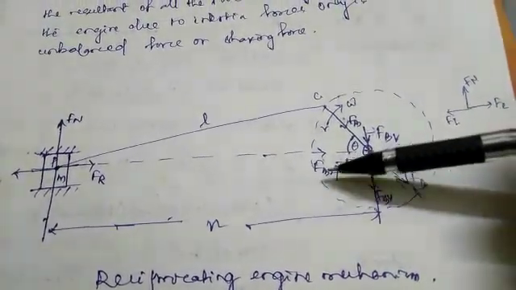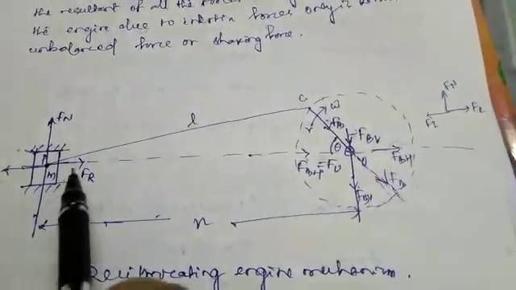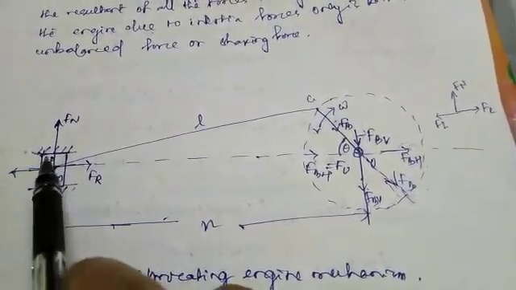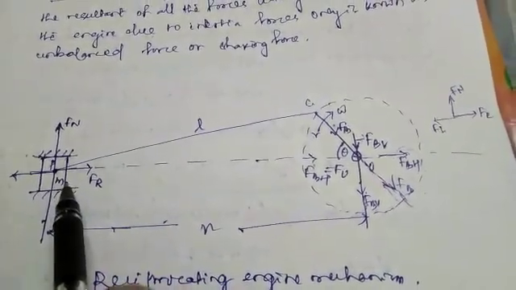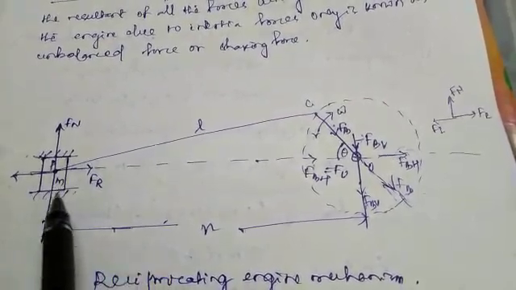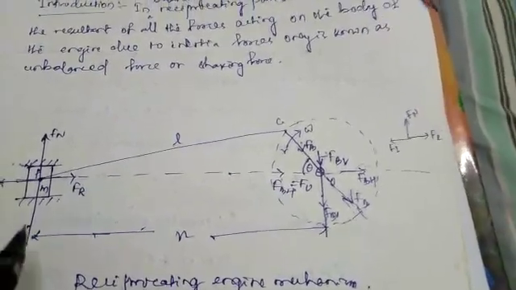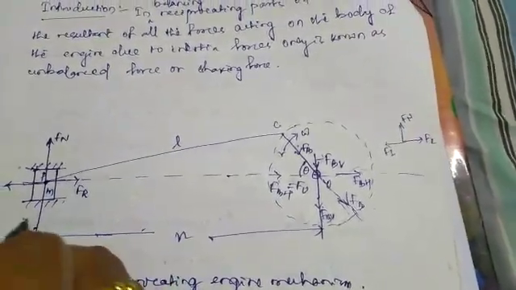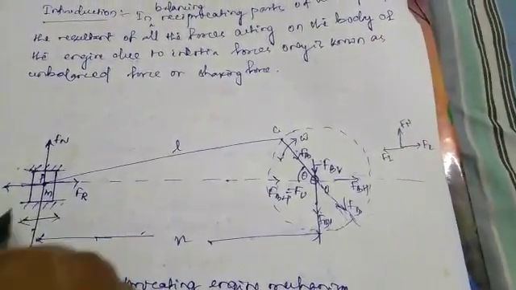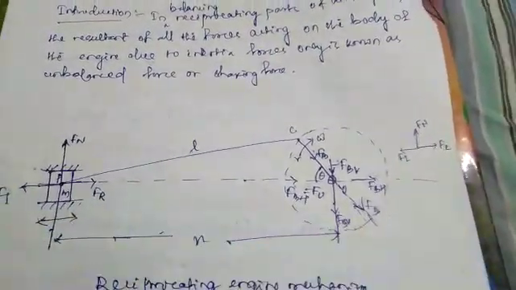For the reciprocating engine mechanism, here you can see this is the reciprocating part, or you can say this is the piston, this is the cylinder piston arrangement, and that will reciprocate. That means your direction of motion will be, it will reciprocate in this direction.